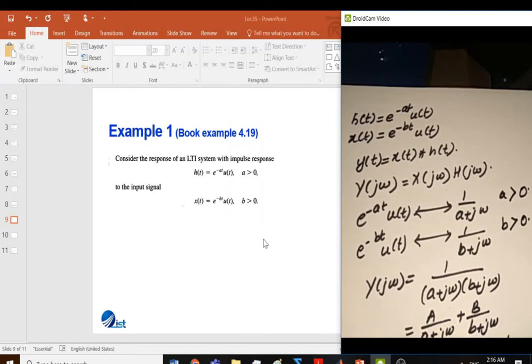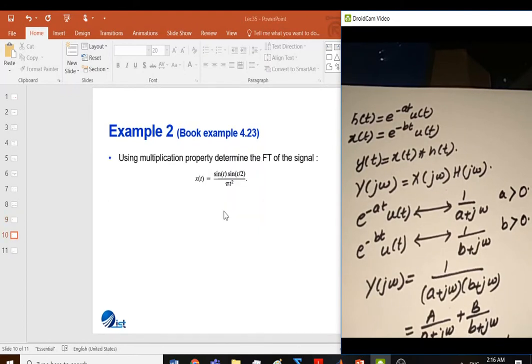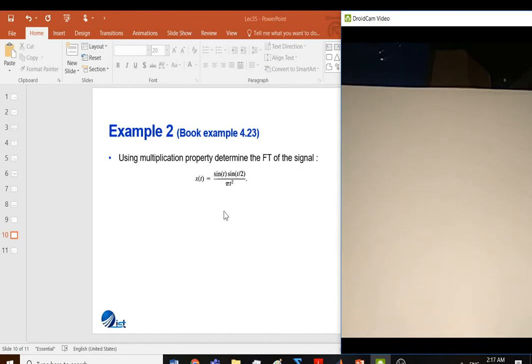Now, for example 2, the frequency convolution example, we have to use the multiplication property to determine the Fourier transform of the signal given by x of t is equal to sine of t by 2 by pi t square.